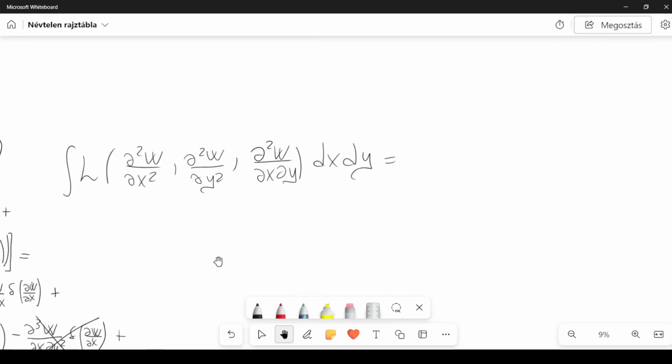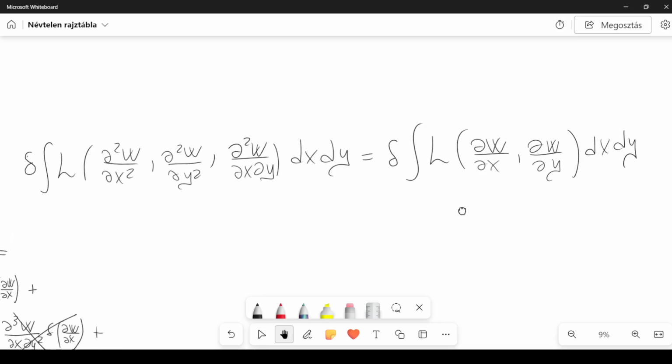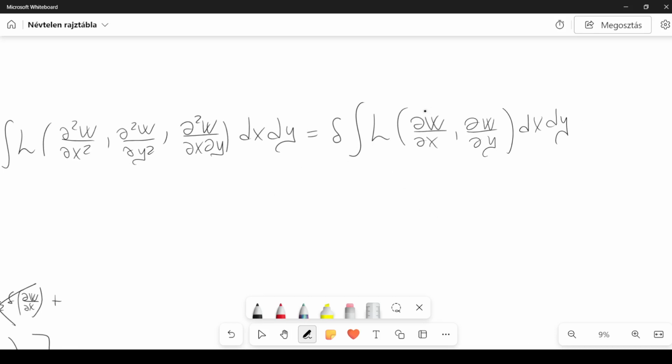So basically, we can consider the same integral, or maybe we can consider the variation here, the change of this Lagrangian, that's also equal to the change of the Lagrangian, as if, in this case, we can consider it as a function of dw/dx and dw/dy. And this is thanks to the integration by parts, which allows you to rewrite the Lagrangian in terms of other variables, as you can see.